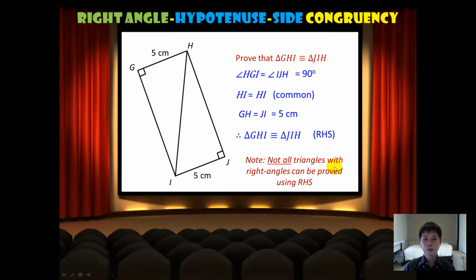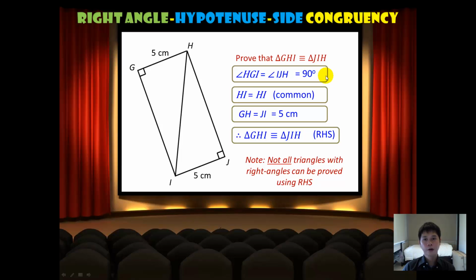Now, note that not all triangles with right angles can be proved to be congruent using the RHS test. You must have a corresponding right angle, corresponding hypotenuse, and any corresponding sides that are the same. And here we have RHS and the concluding statement.